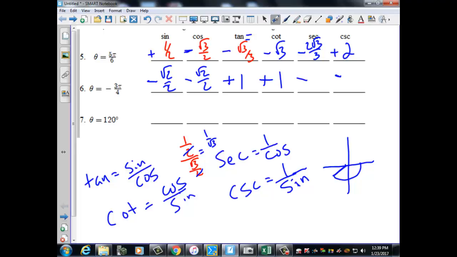So secant, which is 1 over square root of 2 over 2, is 2 over the square root of 2. And if you rationalize that, what you ultimately get is square root of 2. Multiplying top and bottom by the square root of 2, you would get 2 square roots of 2 over 2, and then those would cancel. So these are both square root of 2. Okay.